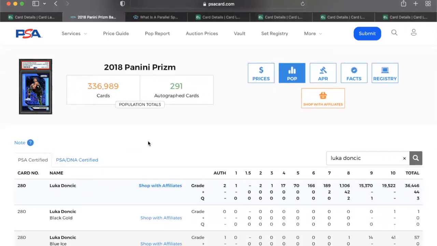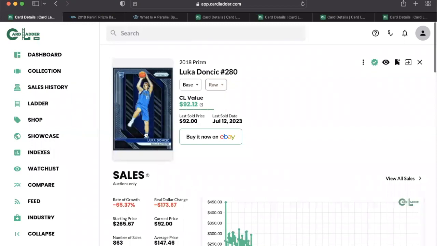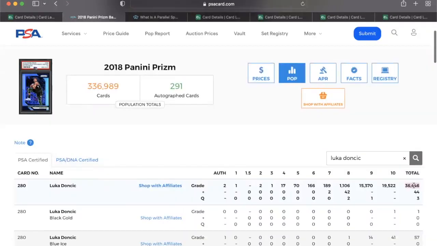So for example, this is the base card right here. As you can see, there's nothing under it, which means that this is that base card that we were just looking at. There have been 36,000 sent to PSA. That means there are 36,000 PSA graded cards of this, which gives it a 36,000 population. There are almost 20,000 10s and 15,000 9s.